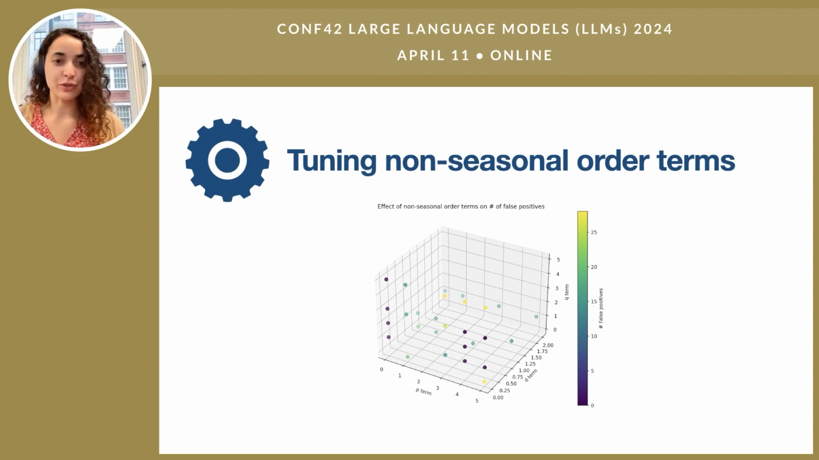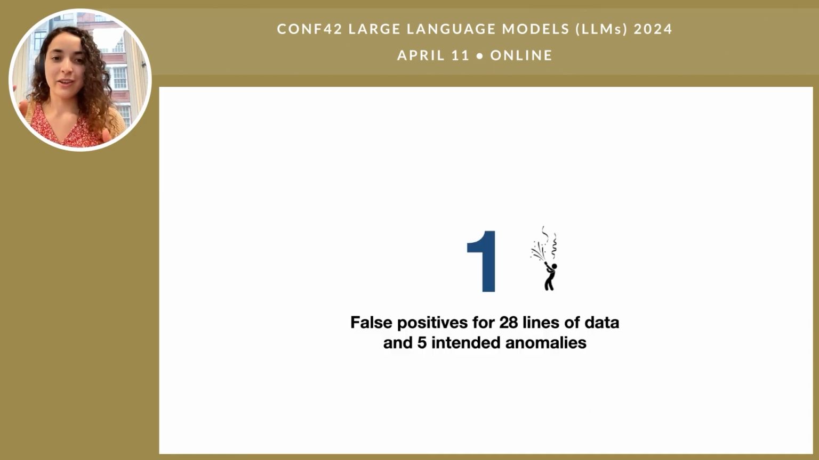So we've tuned our model, we've increased the threshold. What's happened with our false positives? Amazingly, we dropped down to about 1 false positive for 28 lines of data and 5 intended anomalies, which is amazing. We've really helped improve the performance.